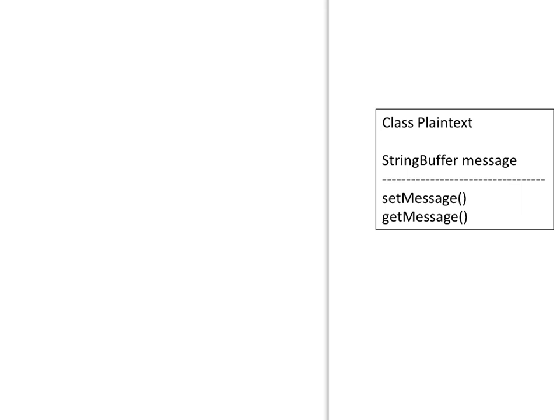This is the PlainText class that has a variable called message and 2 more methods. One is to set the message and another is to get the content of the message. Now this is an abstract definition, so I want you to always remember this is abstract.